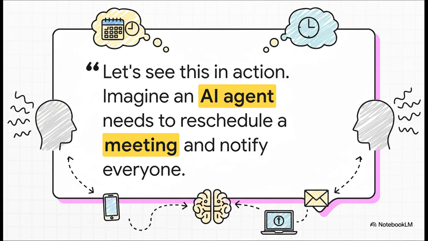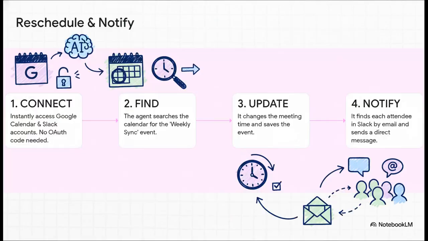Okay, theory is cool, but let's see how this actually works in the real world. Imagine you ask an AI agent to do a really common but surprisingly complicated task. Reschedule your weekly team meeting and make sure everyone involved gets notified. Here's how the SDK just crushes it. First, the code instantly connects to your Google Calendar and Slack. No OAuth, nothing, it just works. Then it finds the event on your calendar and updates the time.